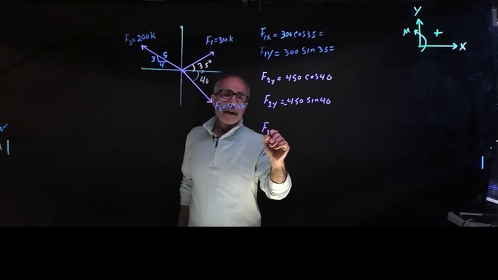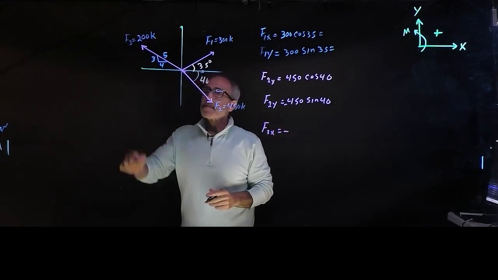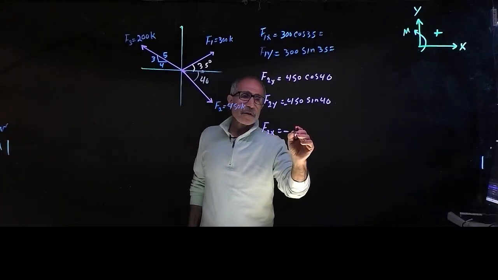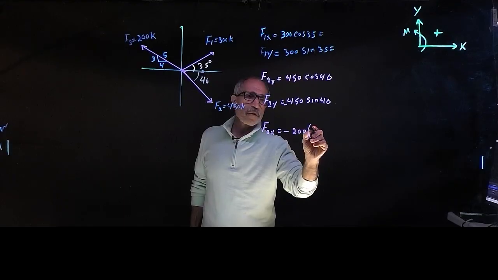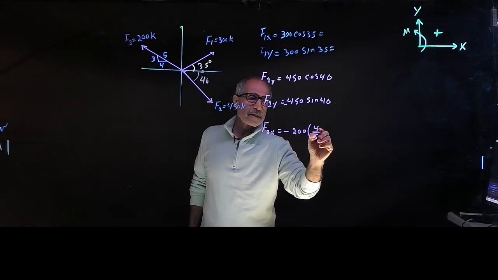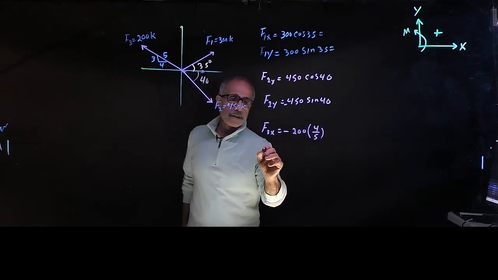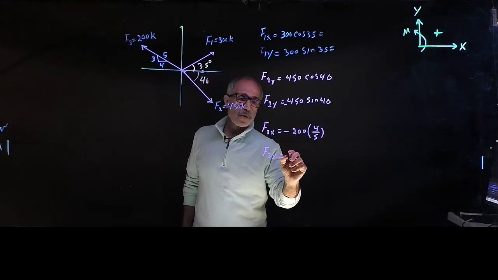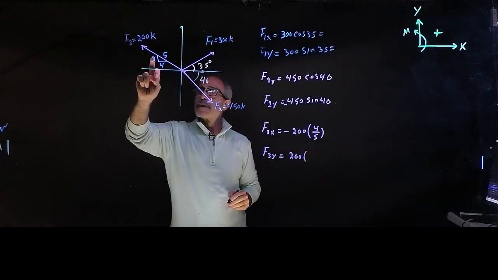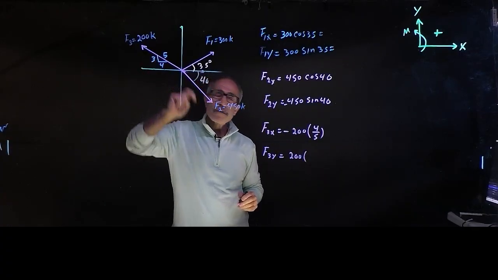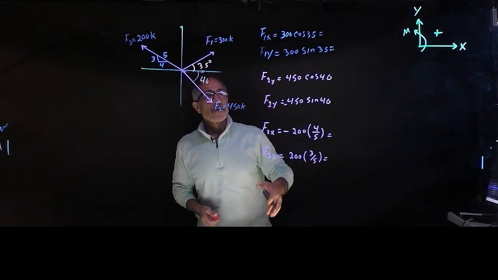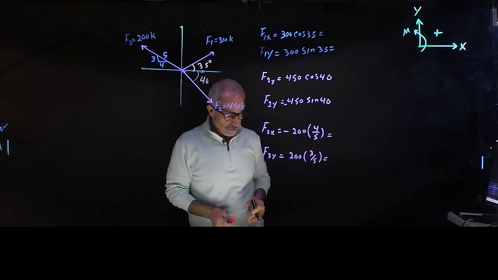F3x, which is negative going the other way, is basically 4 divided by 5 times 200, that is equal to 200 times 4 over 5. That's it. F3y, which is going up, is positive, is 200 times 3, which is the vertical component, over 5. That's it. So now we get all the x and all the y.